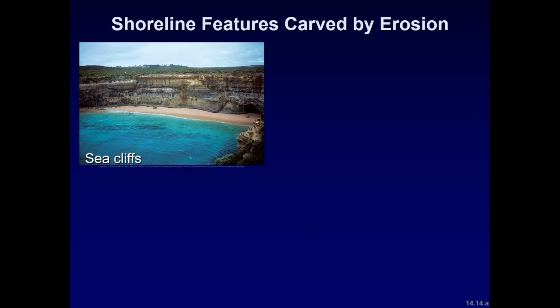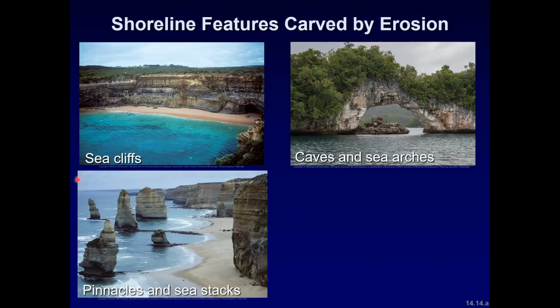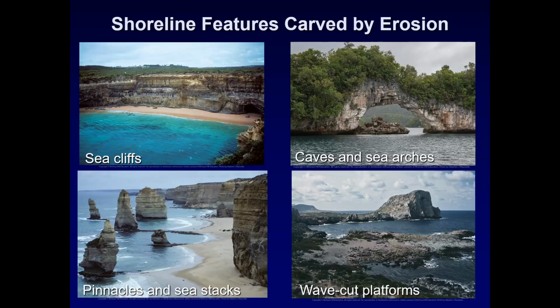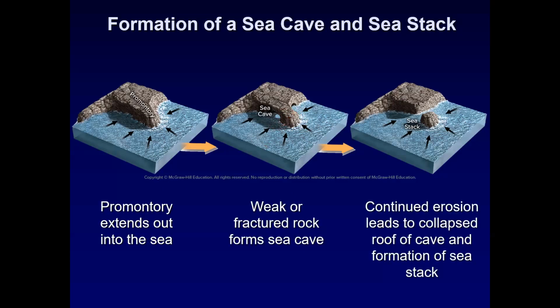Shoreline features are carved by erosion. We have sea cliffs here, caves and sea arches, pinnacles and sea stacks, and then wave cut platforms. You might also have a formation of a sea cave and a sea stack, and here's how that may happen. We have this promontory extending out into the sea. With enough wave action, we get a little sea cave forming underneath. Even more, we could have a collapsed roof of a cave and a formation of a sea stack. And then eventually the sea stack could be eroded away as well.